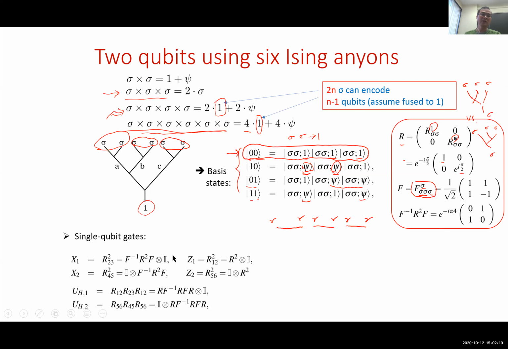You can identify the structure. So this is like braiding twice on 2 and 3. This is just braiding on 1 and 2 twice. This is braiding 4 and 5. This is braiding 5 and 6. So it's really just using the braiding.